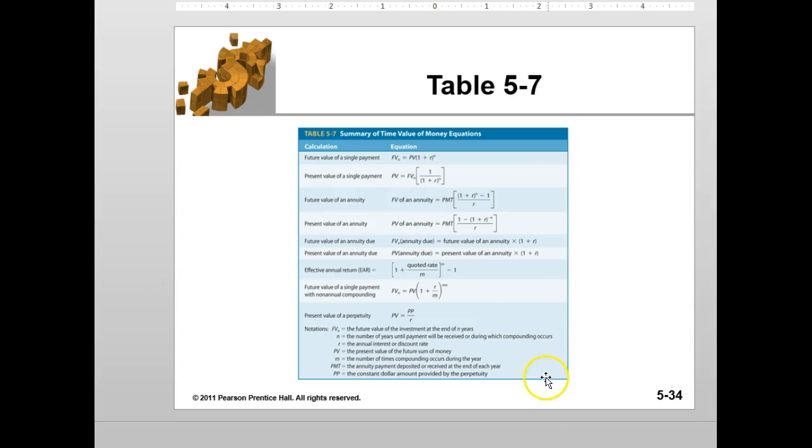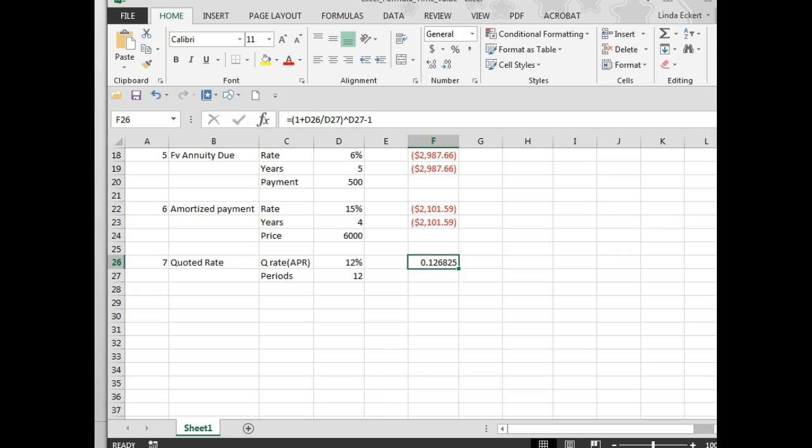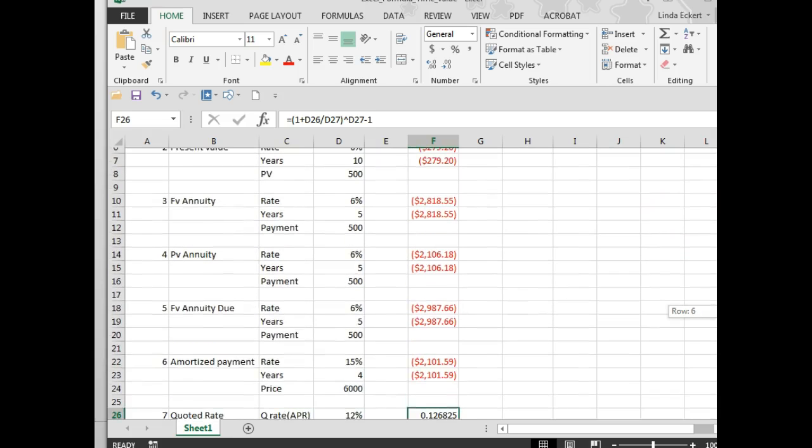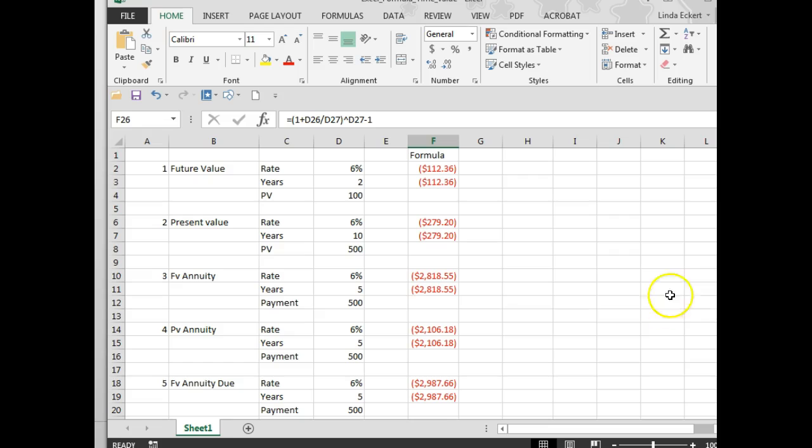In the book, there is a list or a table of all the formulas we've talked about. So please look at these and keep them in mind, but we will be using Excel for the majority of the time to do these calculations. And I'll do an entire little video to help you know how to do these.